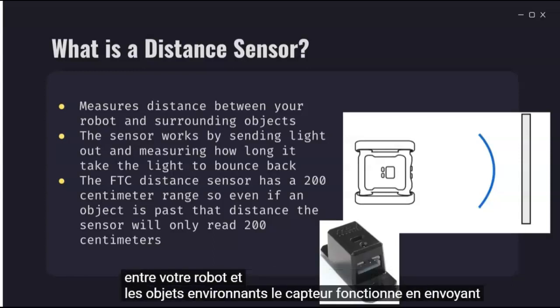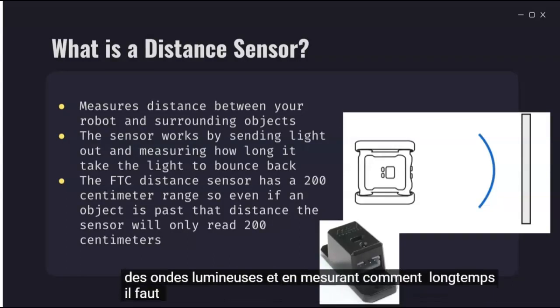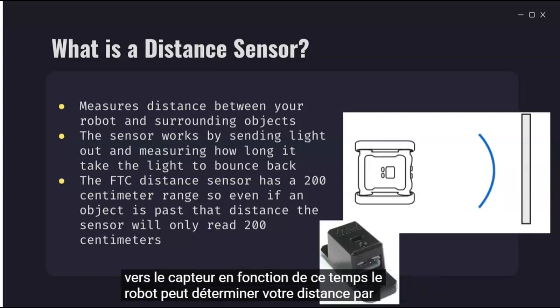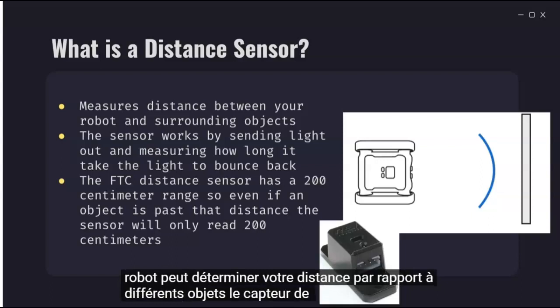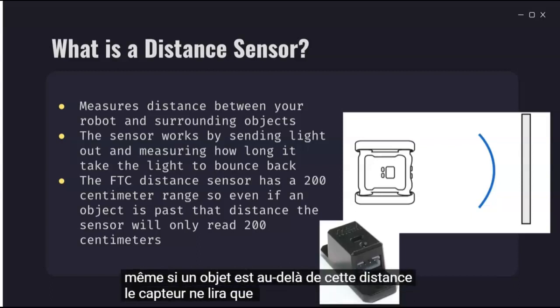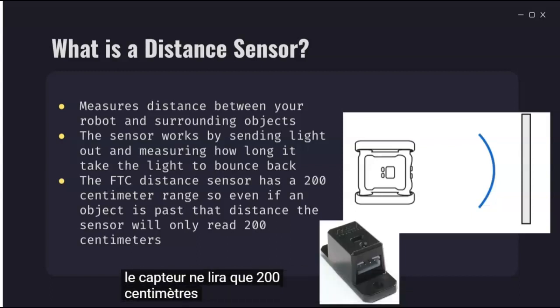The sensor works by sending light waves out and measuring how long it takes the light waves to bounce back to the sensor. Based on this time, the robot can determine your distance from different objects. The FTC distance sensor has a 200 centimeter range, so even if an object is past that distance, the sensor will only read 200 centimeters.